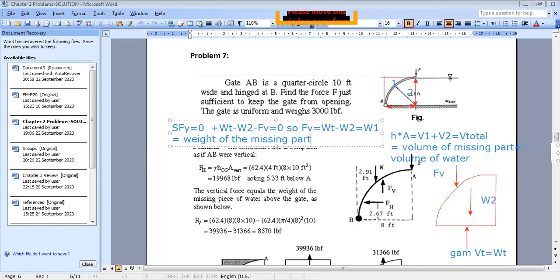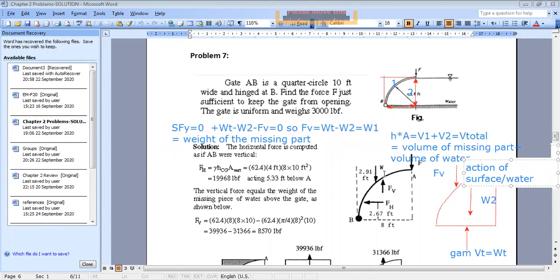So you can say that the vertical force of the surface on the fluid is equal to the weight of the missing part. Now, by the principle of action-reaction, because FV is downward, it represents the action of the surface on the water. But what you want in your problem is the action of the water on the surface, because you are interested in the gate. This is why you represent the opposite force. So here FV is up and FH is towards the left.